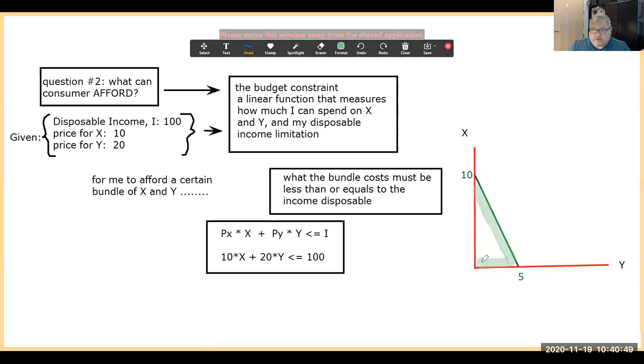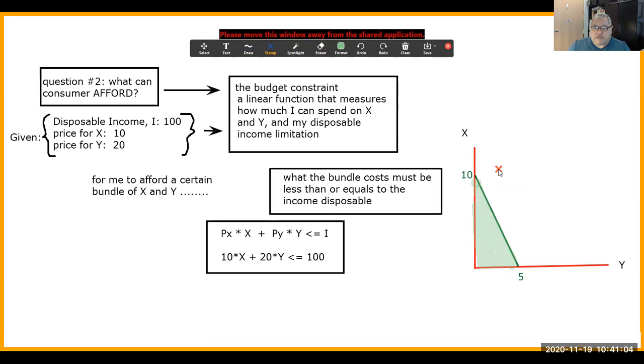Okay, so this shaded region in green is what we call the budget set, or the feasible budget set. It consists of all the different points of consumption that are affordable, and the stuff that is beyond that is unfortunately not affordable. So all these data points, all these bundles of X and Y that are beyond the green line are not affordable.